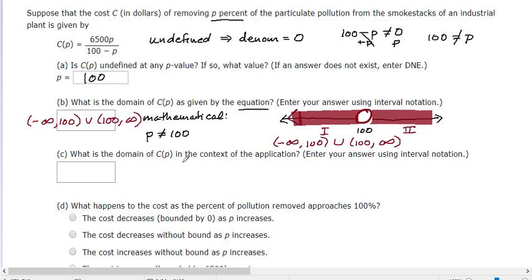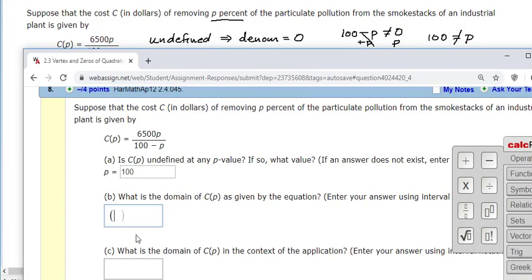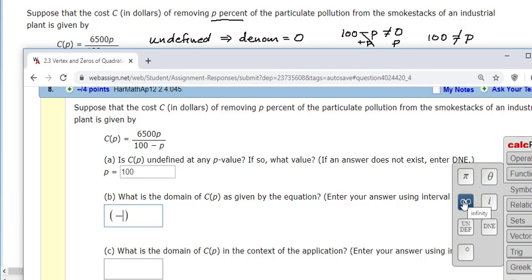Let me show you how to type that in WebAssign. Okay, I need a parenthesis, and then I need a negative infinity. For infinity, you can come over here under symbols, and there it is.